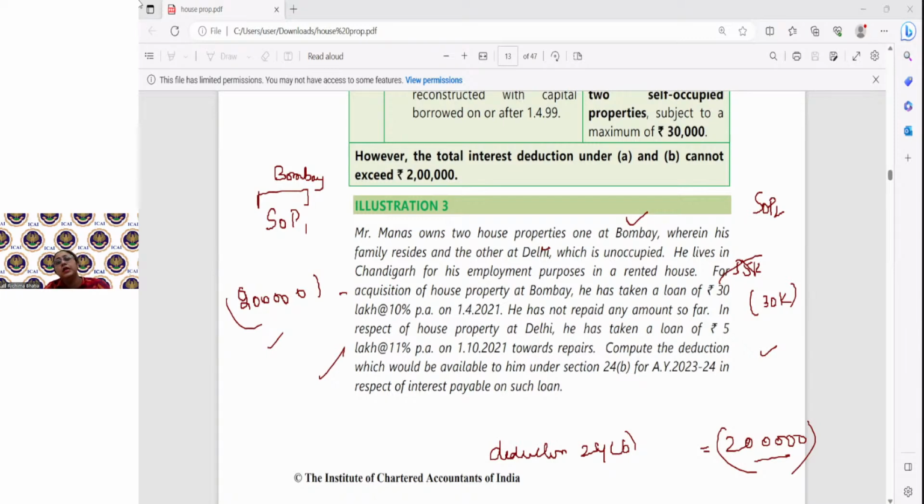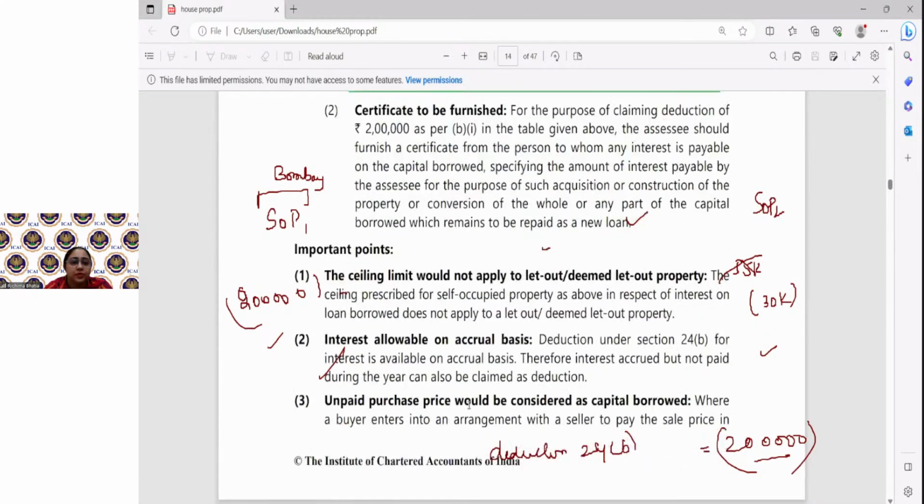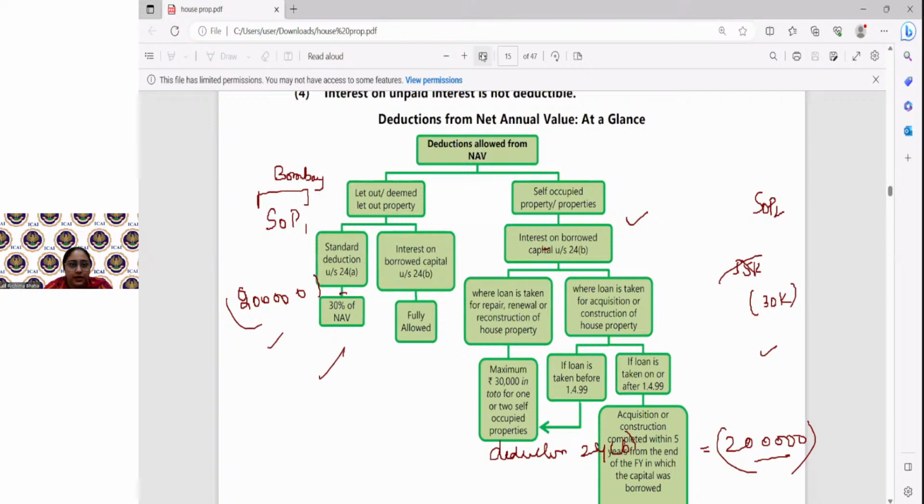सेल्फ ऑक्यूपाइड प्रॉपर्टी का आ गया क्लियर. एलओपी वाज आल्सो क्लियर. एलओपी में क्या करना है, जे भी निकालना है, म्युनिसिपल टैक्सेस का डिडक्शन देना है, नेट एंड वैल्यू स्टैंडर्ड डिडक्शन एंड योर फाइनल इंटरेस्ट डिडक्शन, यू गेट टू इनकम फ्रॉम हाउस प्रॉपर्टी. ईशान, is it clear? Kushi, Sushil, is it clear? You can also refer to this table, which will make you more clear on your concept.